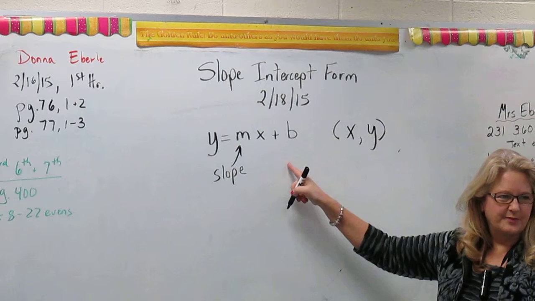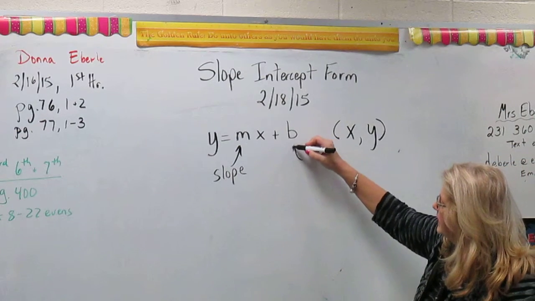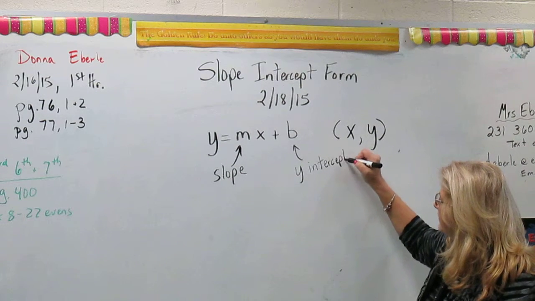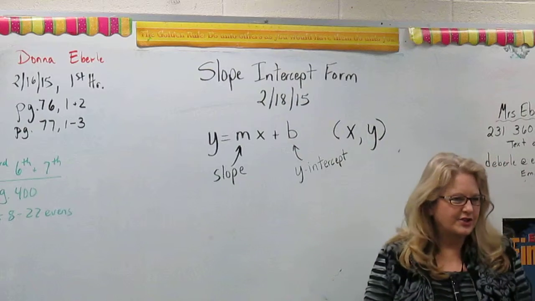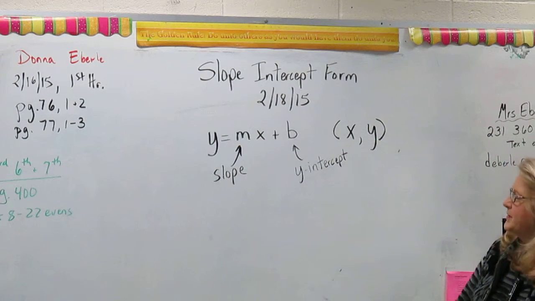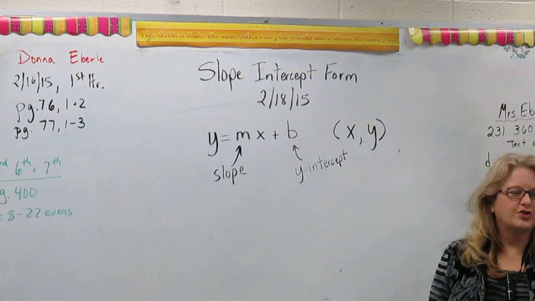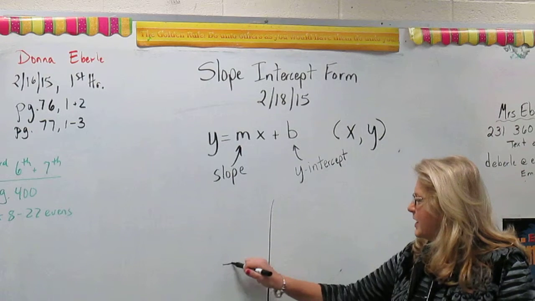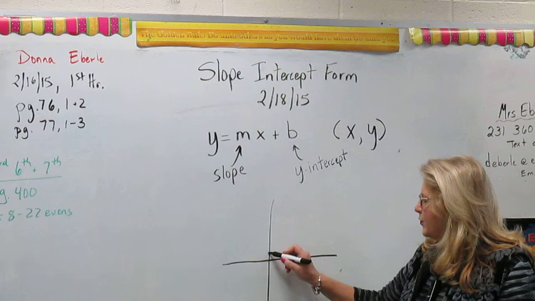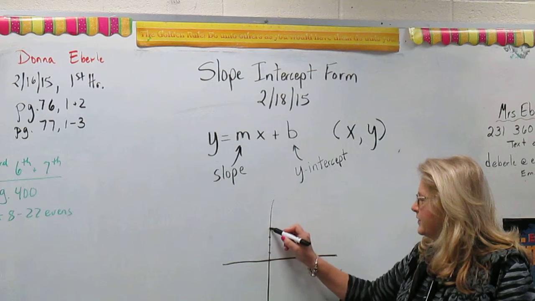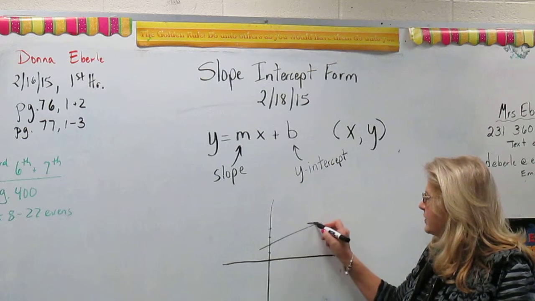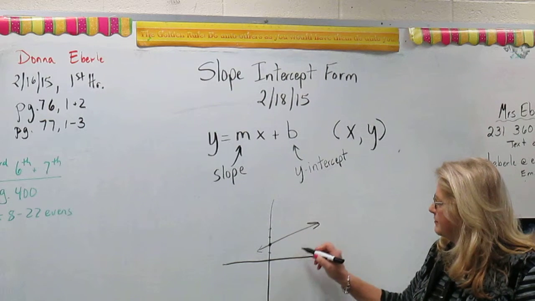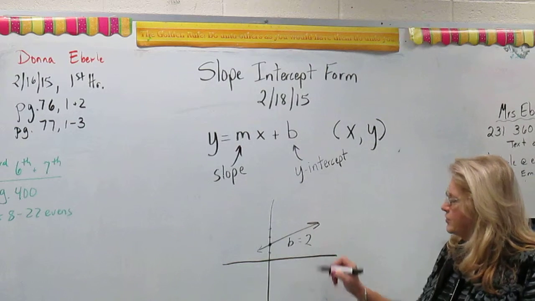So that leaves us with the b, and the b is the y-intercept. Now Dominic just told us that the y is the axis that goes up and down, and the y-intercept is where the line goes through the axis. So for instance, if this is my coordinate plane, and I've got 1, 2, 3, 4, but my line goes right through here, that's the 2. So my y-intercept, my b, would be equal to 2.